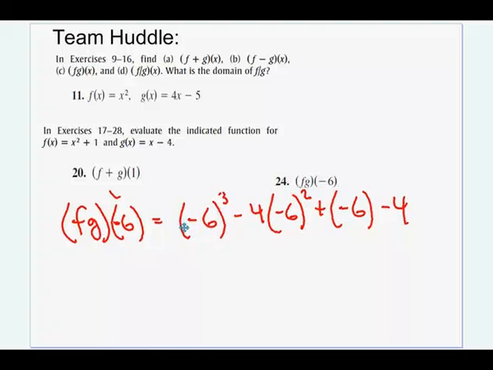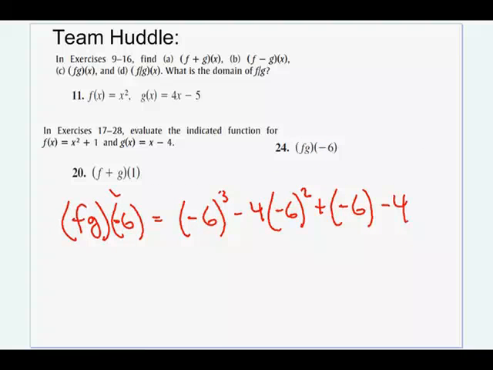And let's see what we get here. Negative 6 to the third, negative times negative is negative. 6 to the third is 216. Inside these parentheses, we're going to have negative 6 squared is positive 36 times 4. The minus 4 will be minus 144. Plus a negative 6 is like minus 6. And then minus another 4. And that all comes out to a negative 370. Negative 370.